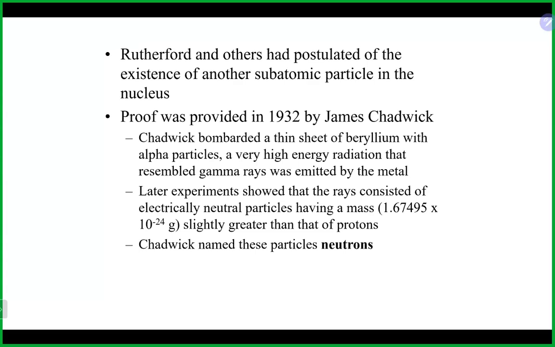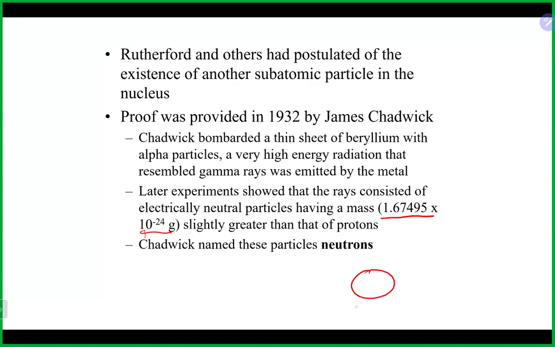And later experiments show that these rays consist of particles that were neutral and had a mass of 1.67495 times 10 to the minus 24 grams. If you compare that to the proton's mass we just saw, actually the neutron barely, if you go out a few decimal places, beats out the proton as being the heaviest of all three particles. They're very, very close to each other. That also would mean that the neutron is also around 1,800 or so times heavier than any electron flying around. We call this the neutrons.